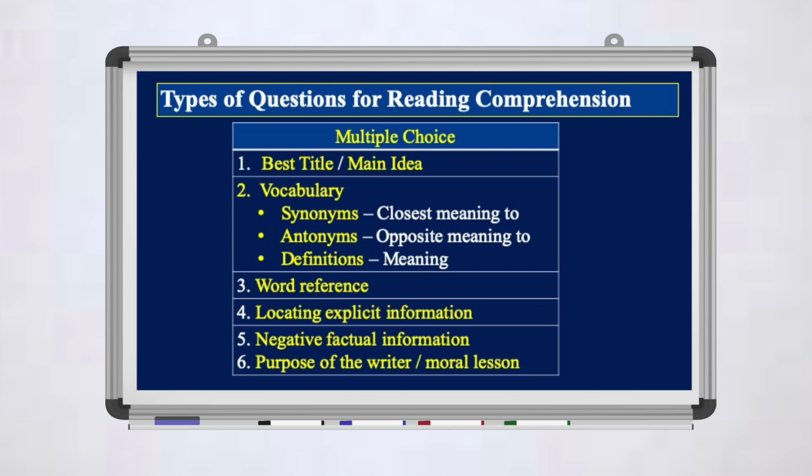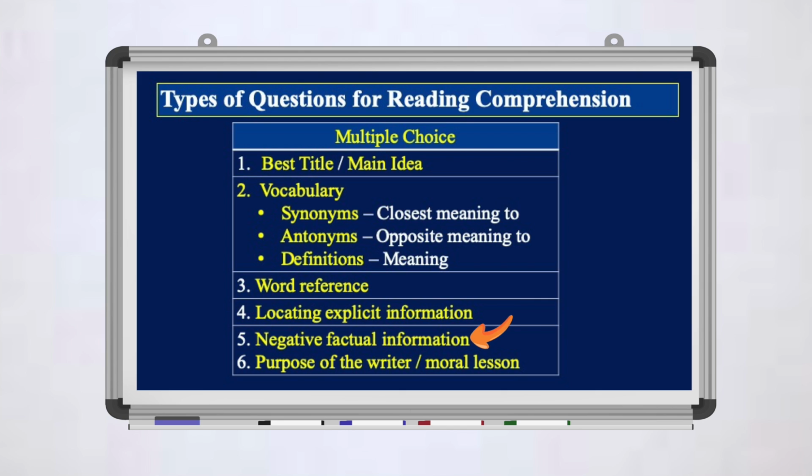Number three, you'll have word reference. Basically, what's going to happen here is we'll give you a word like there or they, and then we'll tell you what does this word or who does it refer to. Number four, you'll have locating explicit information. I'll explain this in a few seconds as well.